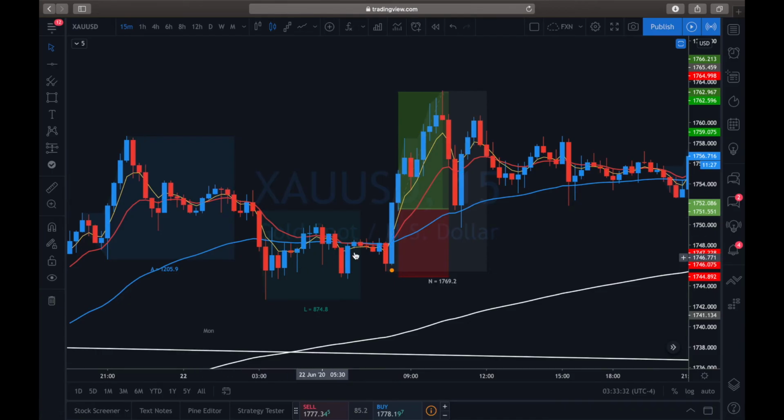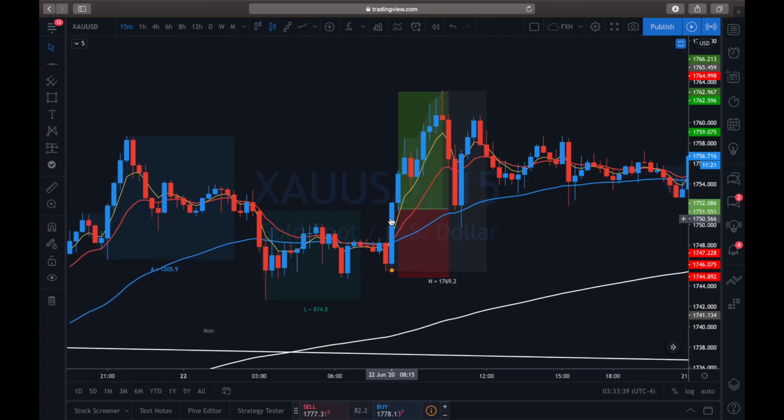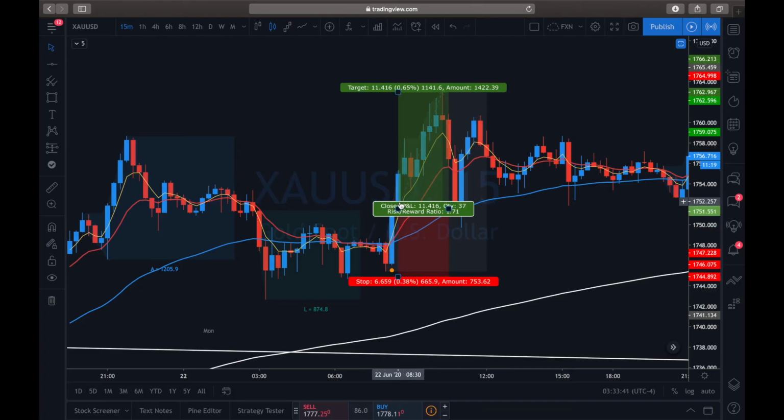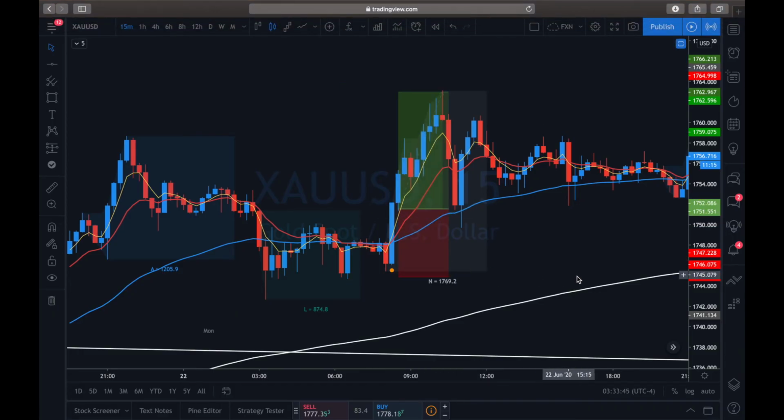Here's another one as well right here. Beginning of the US session. Again, huge candle. You can see what I'm talking about with the big candles. I mean, it's just really, really unfair sometimes with the big pulls here. So you just have to be careful.